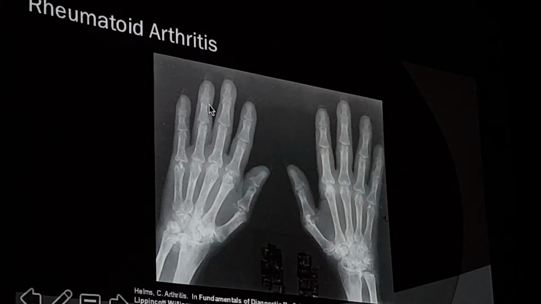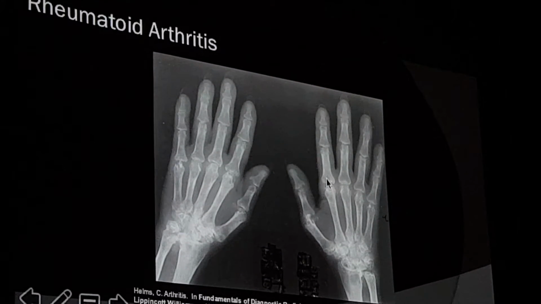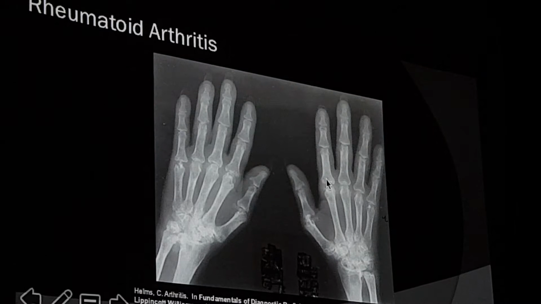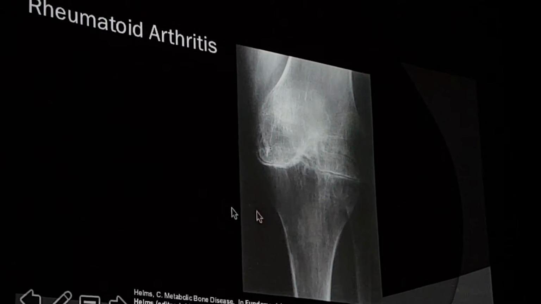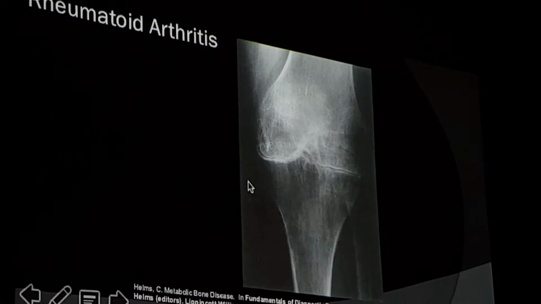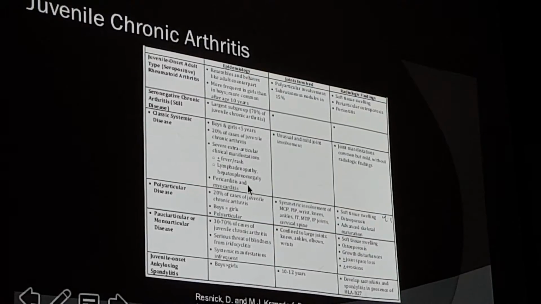So here, if you look at the joint spaces, you will see erosions. And if you look here, you will see areas of periarticular osteoporosis. So the keyword for rheumatoid arthritis is periarticular osteoporosis. Again, periarticular osteoporosis.